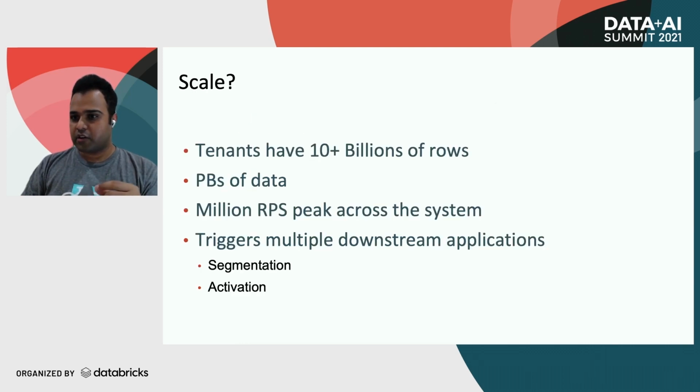What kind of scale are we talking about, right? Because whatever problems I've stated right now, if the scale was small enough, I could throw it into Postgres with JSON support and call it a day. I don't need to do anything more. But the problem is, and it's a good problem to have, the tenants have tens of billions of rows. We have petabytes of data that we need to manage and query on top of. Millions of requests per second peaking across the system. And this flow that I'm talking about triggers multiple downstream applications: segmentation, activation, like email campaigns, push notifications, etc.